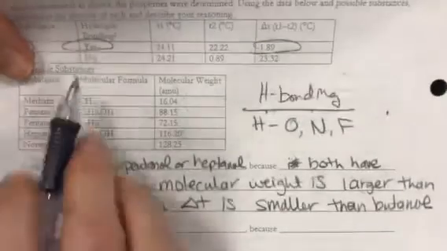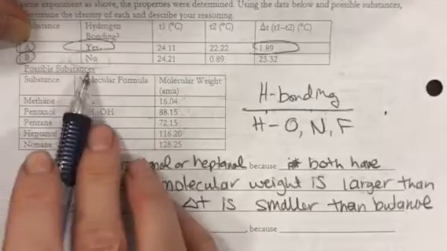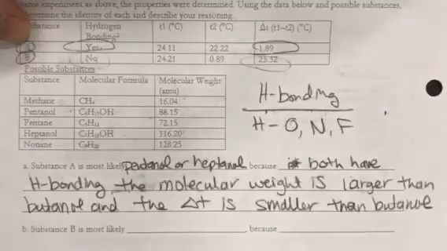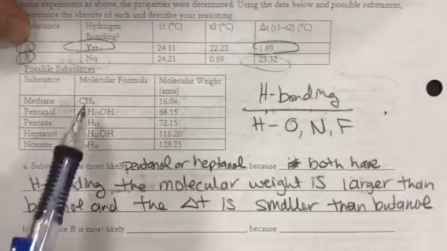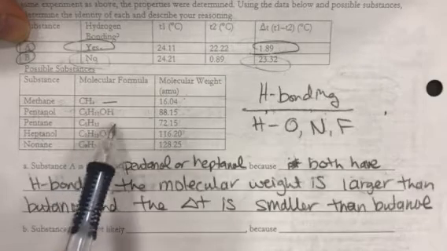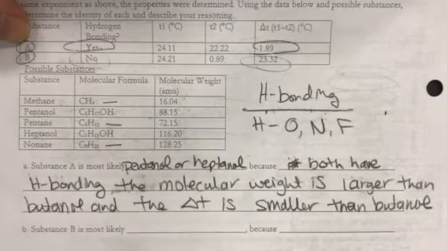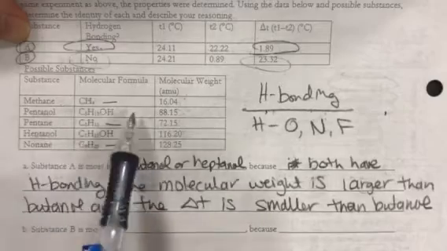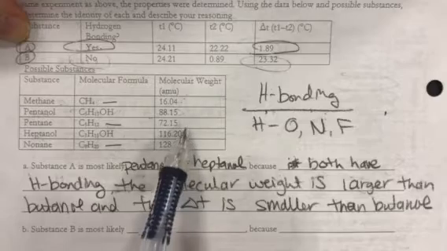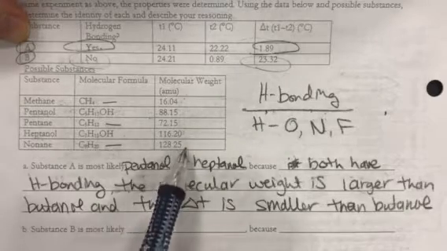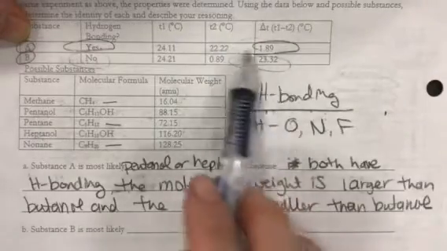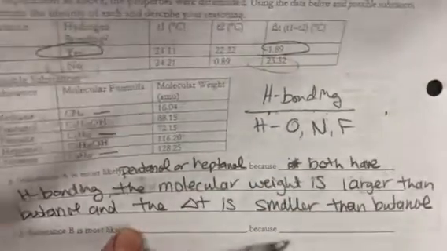So here we have substance B. Substance B would say that there's no hydrogen bonding, and we've got a delta T of 23.32. So our choices for something that does not have hydrogen bonding would be methane, pentane, and nonane. None of those have hydrogen bonding, so we've got one that has a molecular weight of 16.04, one that has 72.15, and another that has 128.25. So we've got 23.32 is our delta T.